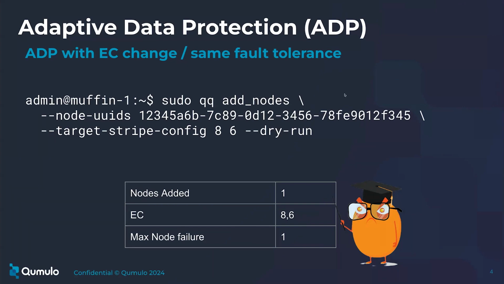In this case, we're doing an add node command. We give it the node UUID, and this is going to be our fifth node. And we're giving our target stripe configuration. We're going to an 8.6 erasure coding. Now we're keeping the same node failure here as one.